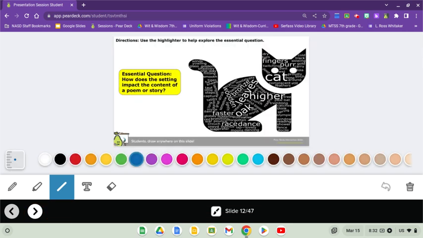So use the highlighter to help explore the essential question. So we've got some exploring to do. All right? First things first, look at these two poems, right? And they're boiled into something called a word cloud.